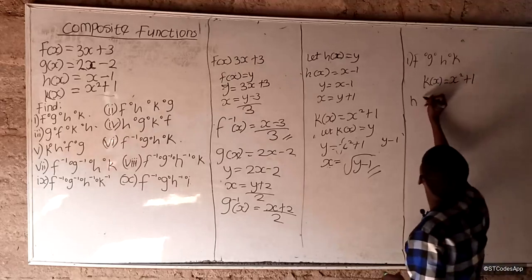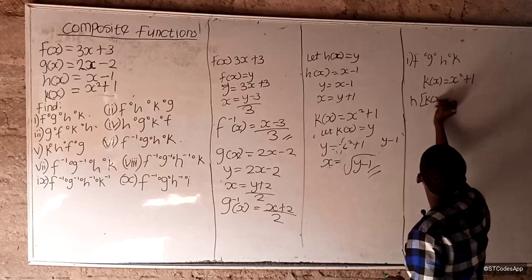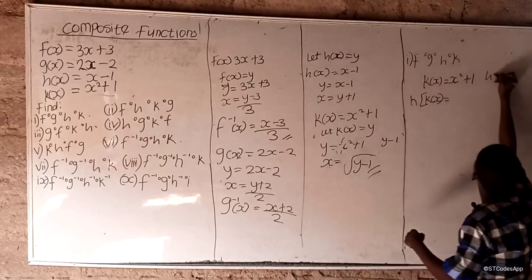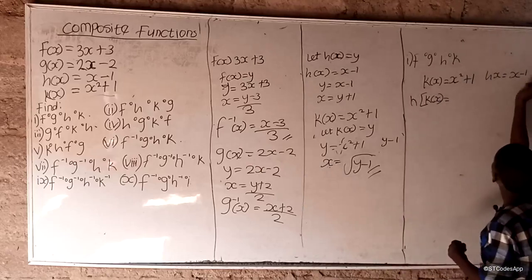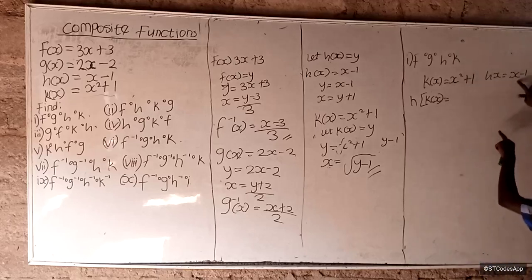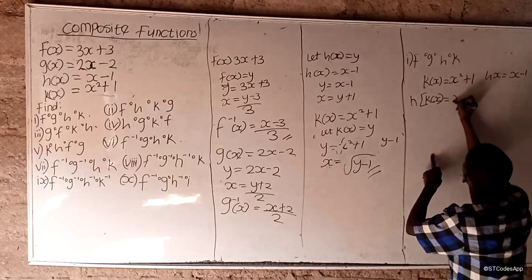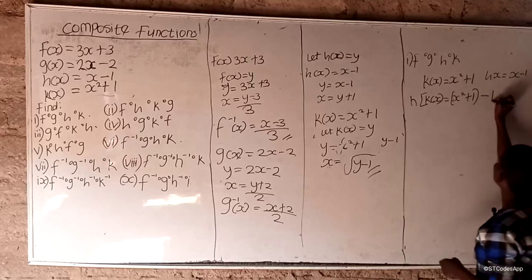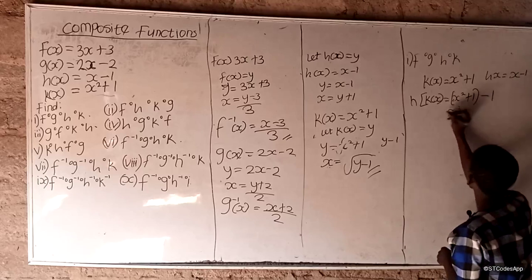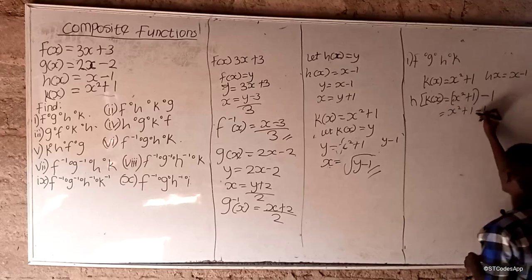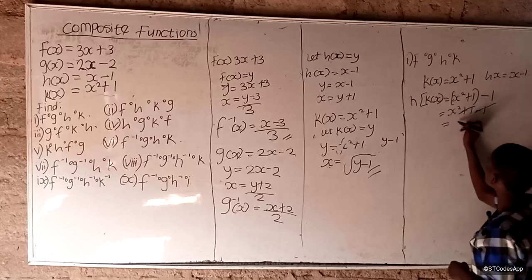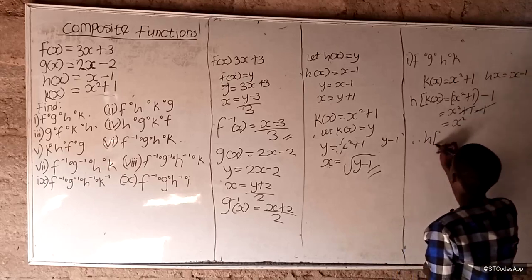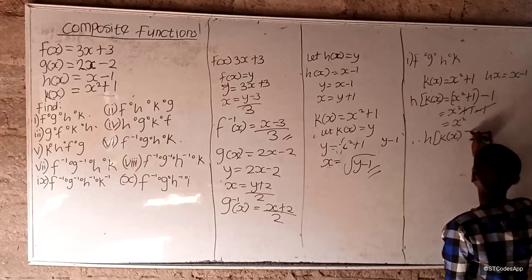So h of k of x will give us what? Recall h of x equals x minus 1. So this k of x will represent x here, and we have x squared plus 1 minus 1. Doing the math, we have x squared plus 1 minus 1. Minus 1 takes care of plus 1, and we are left with x squared. That is, our h of k of x equals x squared.